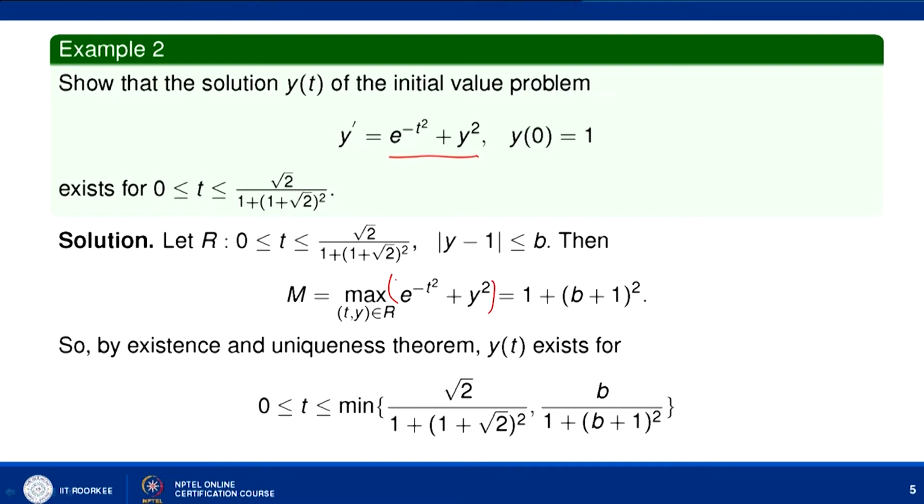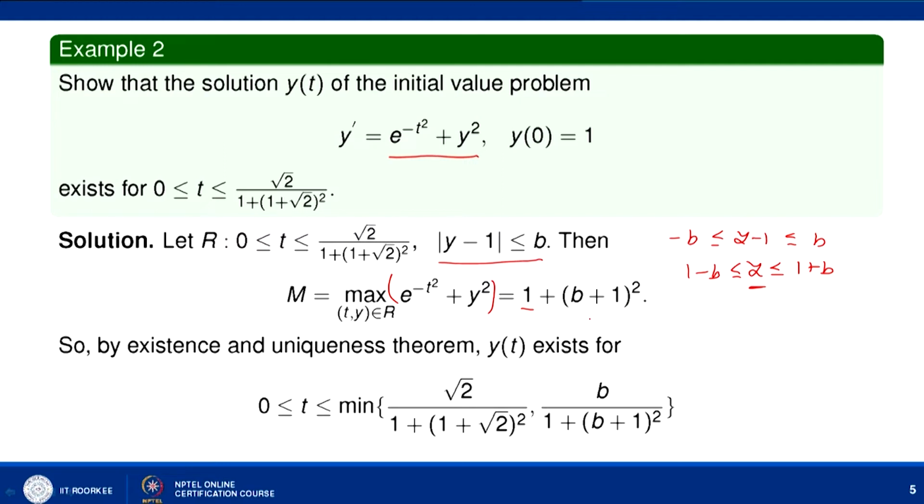Whatever t you take, the maximum value of e to the power minus t square is 1, and for the maximum value of y square, we can write |y minus 1| less than or equal to b, that is, greater than or equal to minus b. So, we can write y is less than or equal to 1 plus b, and greater than or equal to 1 minus b. So, we can say that y is bounded by 1 plus b, and y square is bounded by (1 plus b) whole square. So, the maximum of e to the power minus (t square plus y square) is going to be 1 plus (b plus 1) whole square.